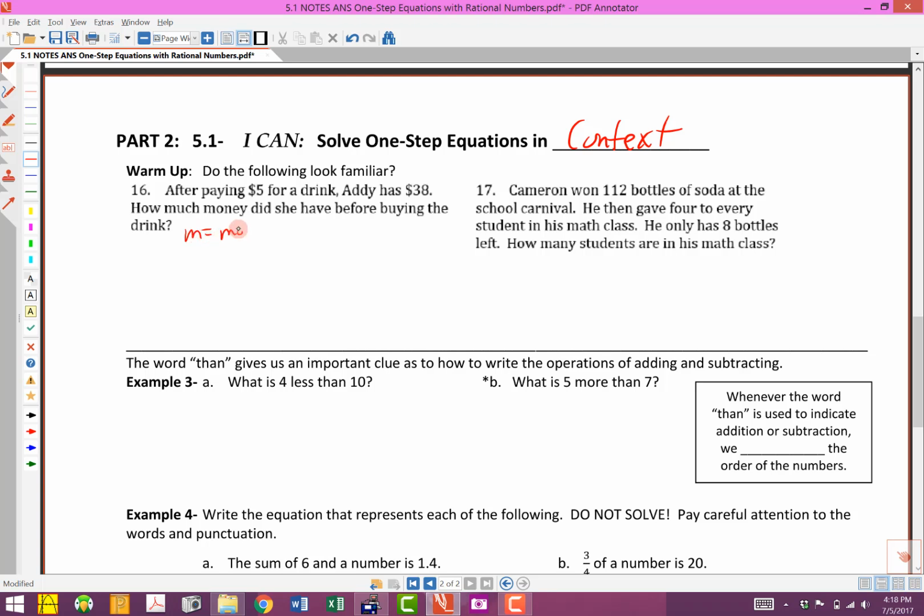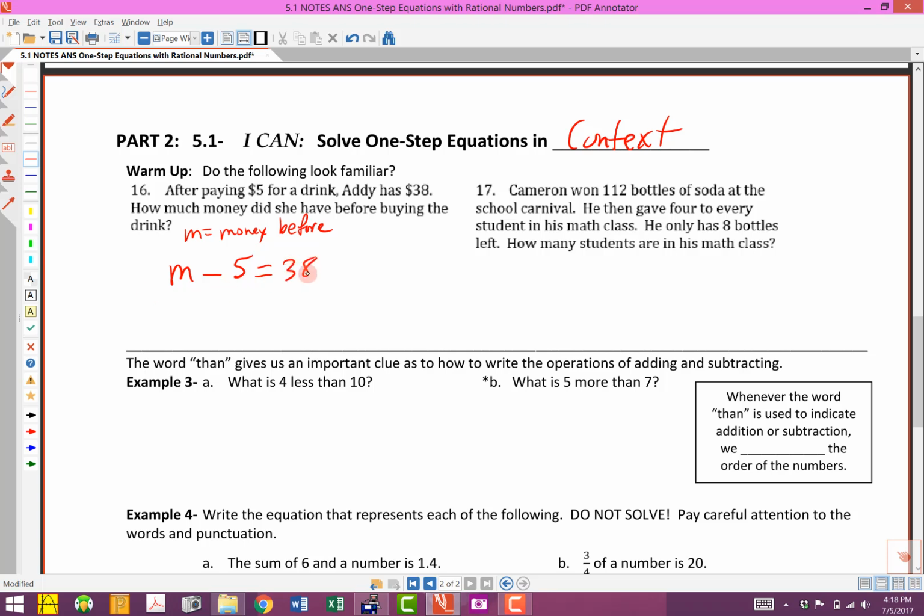We'll say that is money before, and I'm just going to write "before." So money before. She had this money and then she paid for a drink. If she paid for a drink, that means she had to pay $5. That means her amount of money would have gone down. And then she would have ended up with $38.